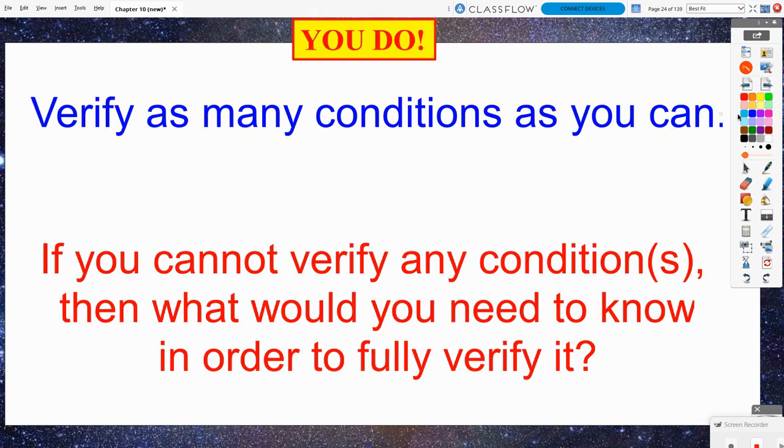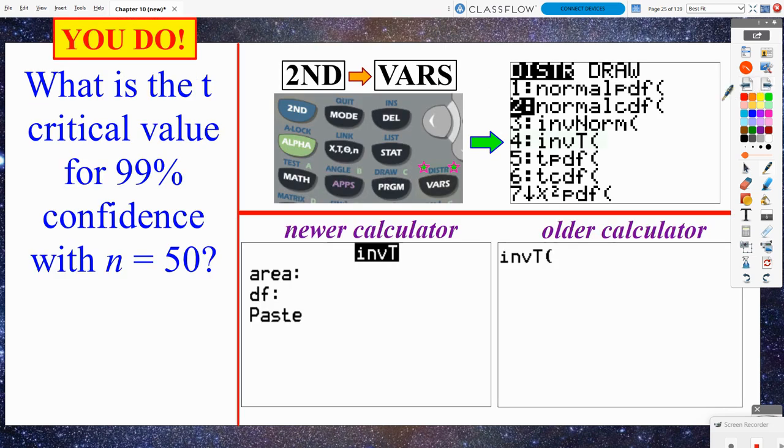Now, the 3 you do parts here. I want you to verify as many of the conditions as you possibly can. And if you can't verify one of the conditions, then what would you need to know in order to fully verify it? The second you do problem was, what is a t critical value for 99% confidence with a sample size of 50? So you get to practice getting a t critical value.